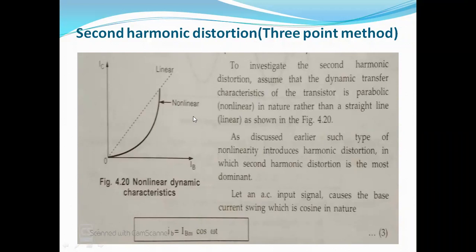Next, let an AC input signal be applied. We are applying some sinusoidal signal to the circuit, and the base current, the input current, is in cosine form. Let us consider the mathematical expression of the base current. This is the input current, IB. IB is equal to IBM cos omega t. This is the base current we are applying to the circuit.